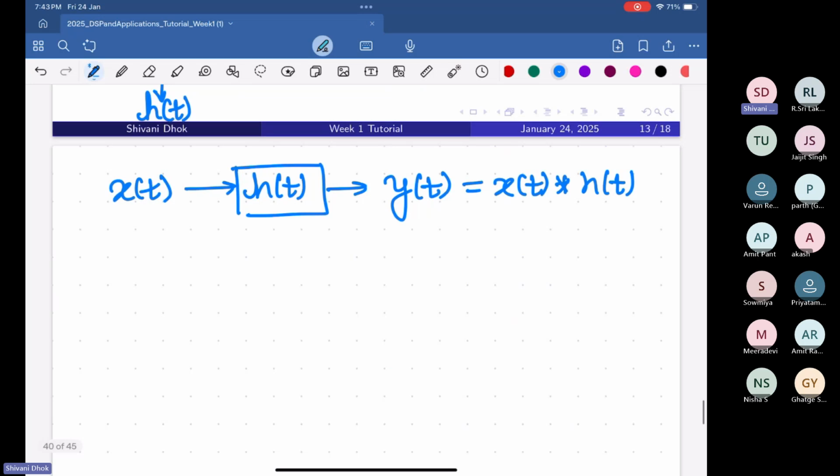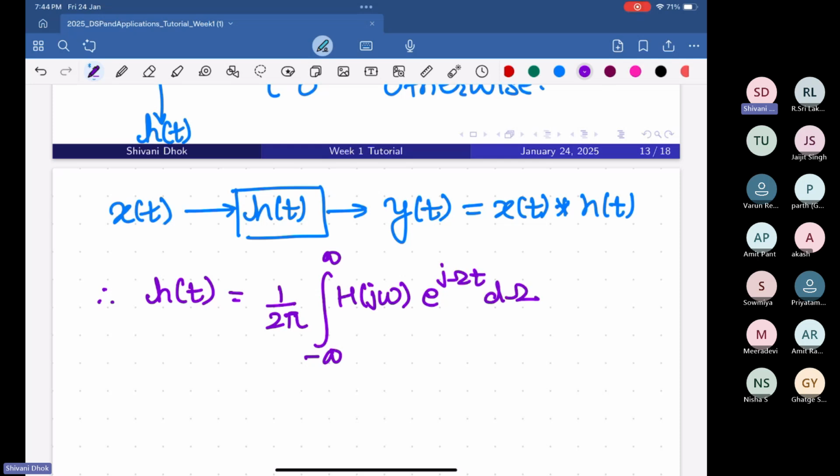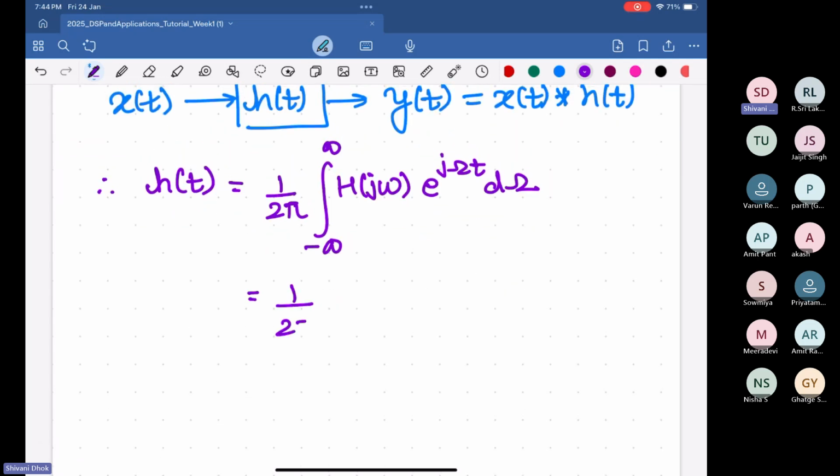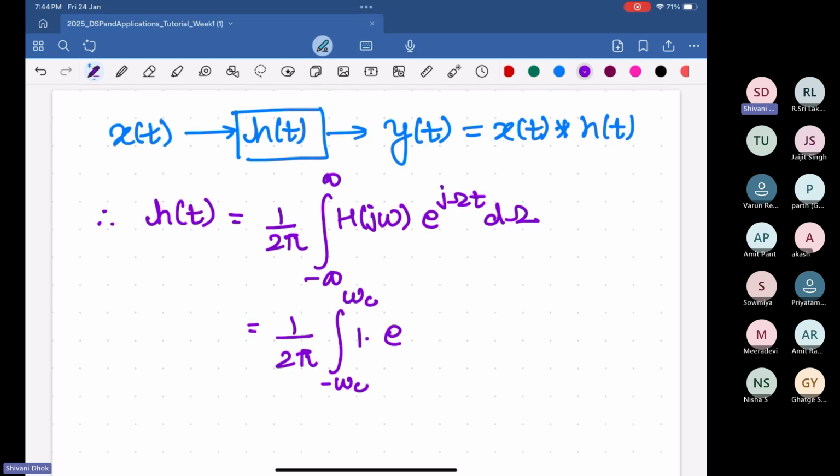Okay, so therefore we need to find this h of t using this h of omega, which is 1 over 2 pi integral minus infinity to infinity h of j omega into e power j omega t d omega. So this is equal to 1 over 2 pi integral minus infinity to infinity. Now this h of j omega is basically non-zero only from minus omega c to omega c. Otherwise it is 0. And in this particular region, it is 1 into e power j omega t d omega.